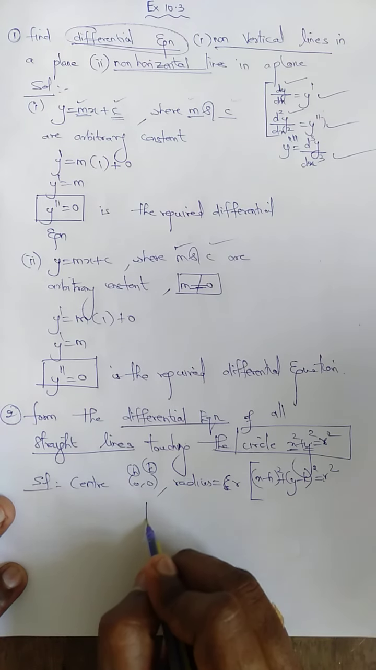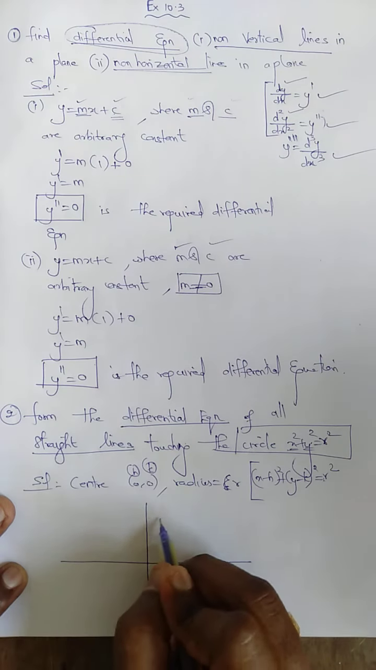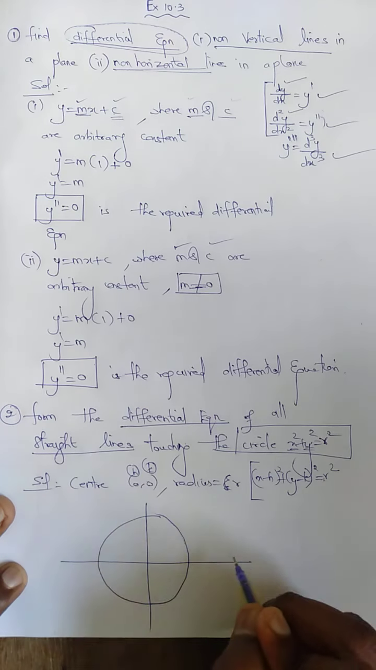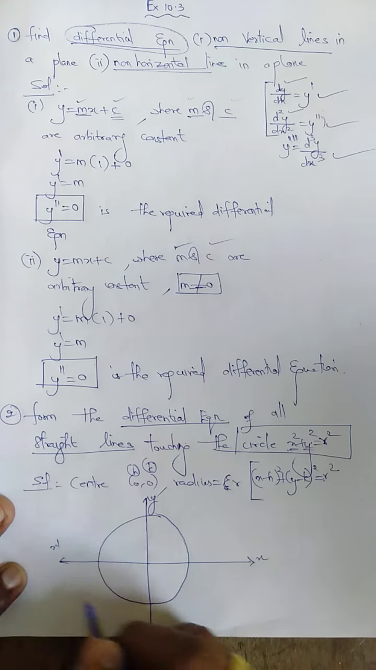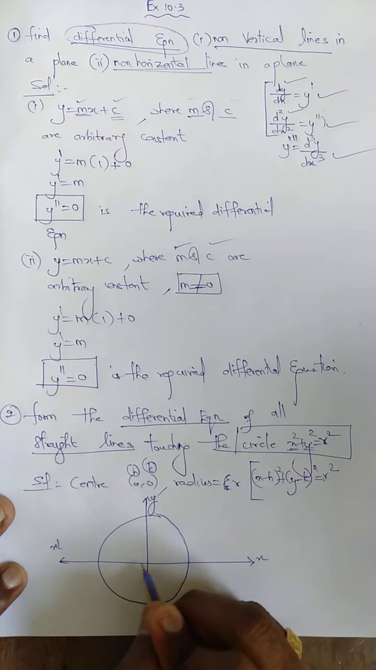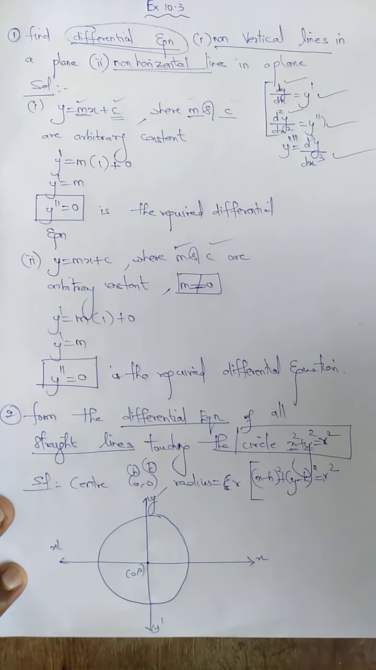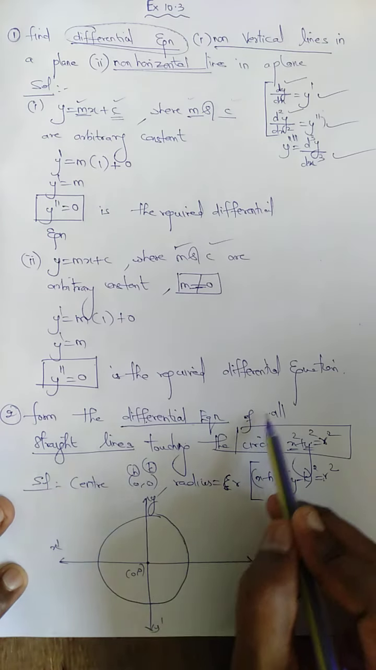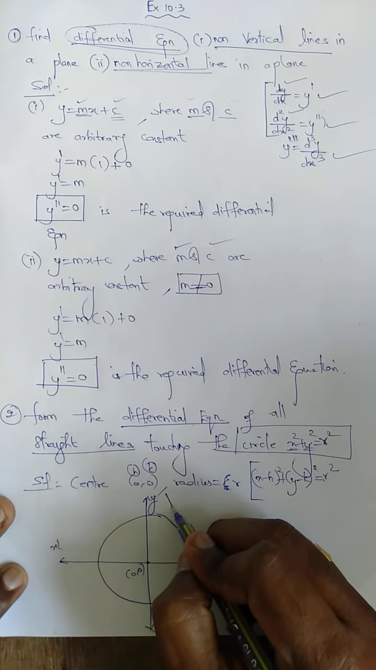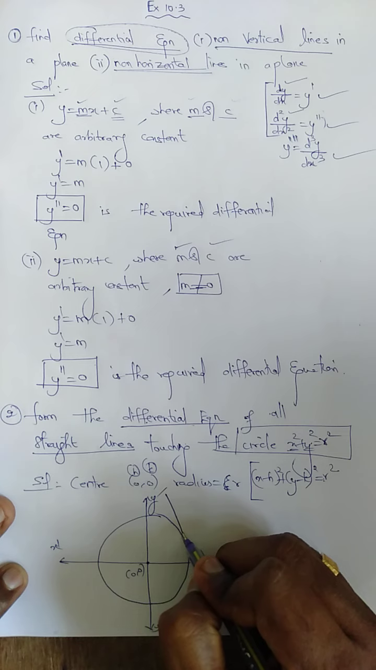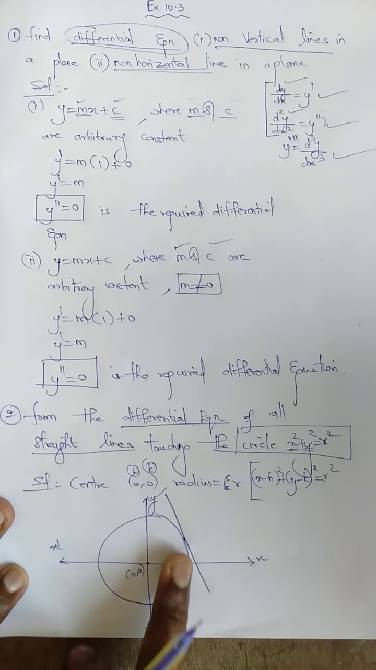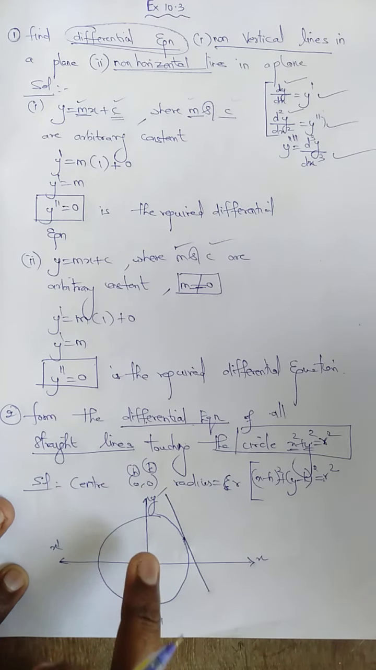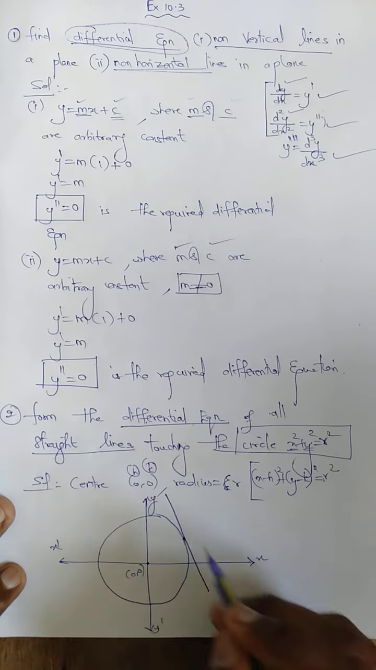So are we going to draw this? This is x, y, x dash and y dash. This is the origin 0, 0. Find the differential equation of the straight line. So I am going to draw a straight line which touches the circle at only one point. This is the touching point on the circle. This is called a tangent line, because it touches the circle at only one point.